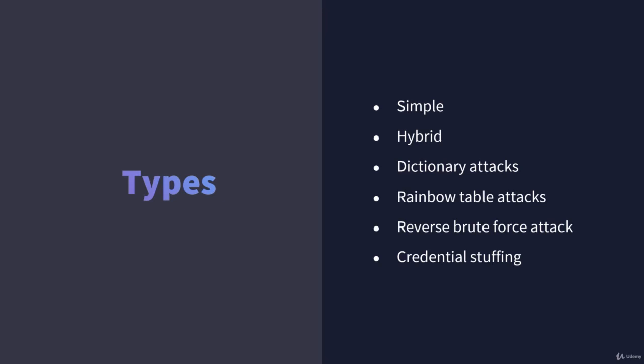Third, dictionary attacks. This guesses usernames or passwords using a dictionary of possible strings or phrases. Fourth, rainbow table attacks. A rainbow table is a pre-computed table for reversing cryptographic hash functions.